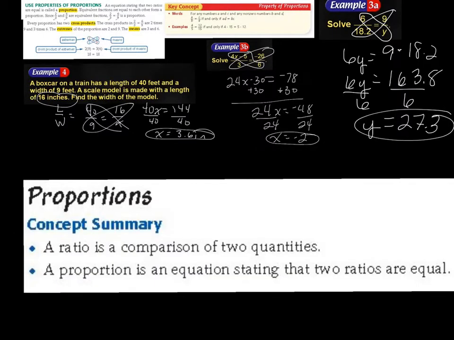A ratio is a comparison of two quantities. A proportion is an equation stating that two ratios are equal, and we can solve proportions using cross products.